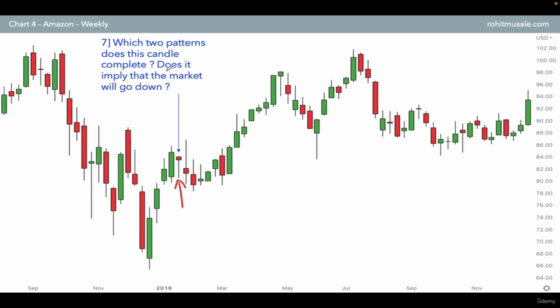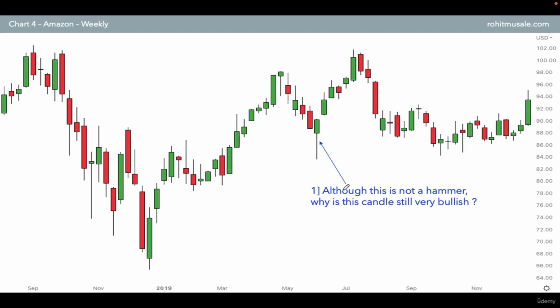Okay? It is completing 2 different patterns. So which are those 2 different patterns? Okay. Although this is not a hammer, why is this candle still very bullish? So try to understand this answer very carefully, okay?